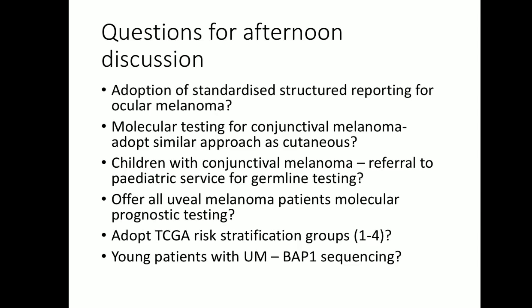melanoma syndrome. Do we offer all uveal patients prognostic testing? Do we adopt the TCGA4 risk category stratification system? And for young patients with uveal melanoma, when do we say they should be referred for BAP1 sequencing, just in case we can pick up a familial BAP1 syndrome? So just food for thought for the audience.